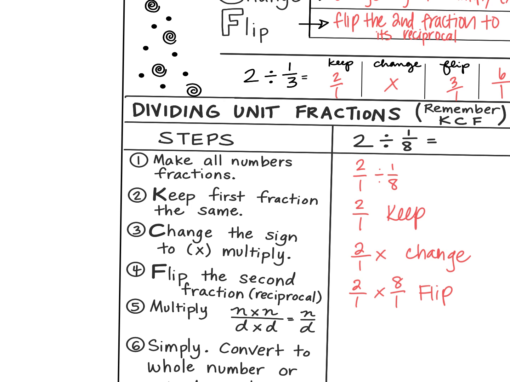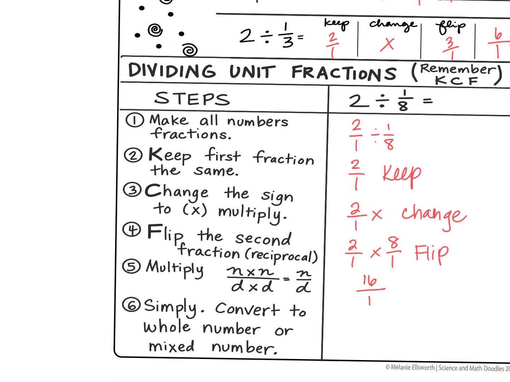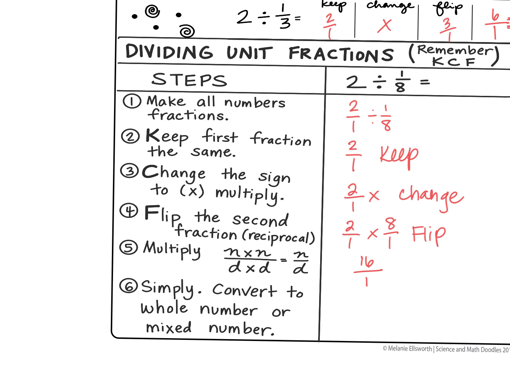I multiply numerator times numerator, which equals 16. Denominator times denominator, which equals 1. And because it's 16 over 1, it's improper. I need to change that to a whole number or a mixed number. 16 divided by 1 is 16. Okay, do we have any questions? Are you ready for your practice today? Okay.